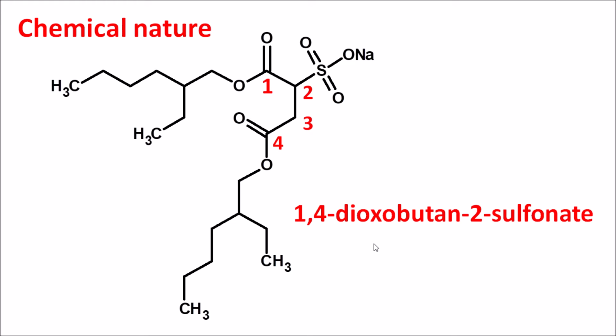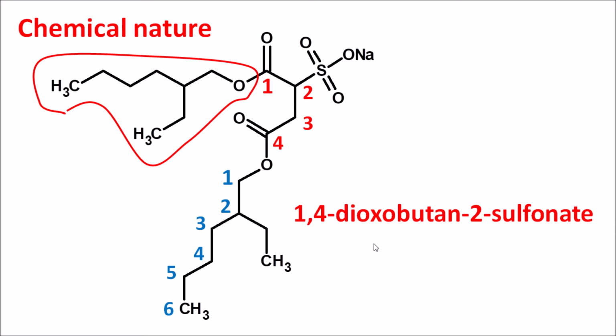At the first and fourth position, two long chains are present. Let us give the numbering. This is 1, 2, 3, 4, 5, 6. So it is having a 6-carbon chain along with an ethyl side chain. Totally 8 carbons are attached. So it is an octyl chain. A similar chain is also present at the first position. So we can represent this as 1,4-bis. Bis indicates two similar chains are attached, and this chain is nothing but 2-ethylhexoxy, as the hexyl chain is attached through the oxygen. So that is the name of Docusate sodium.